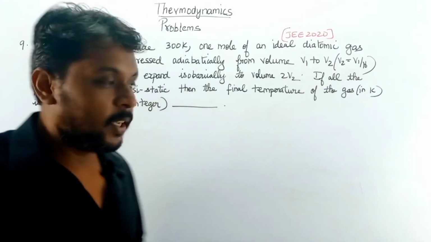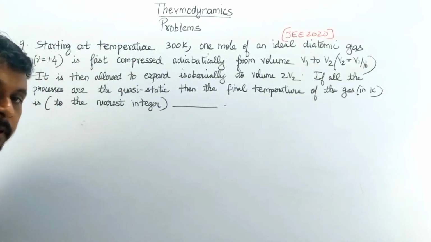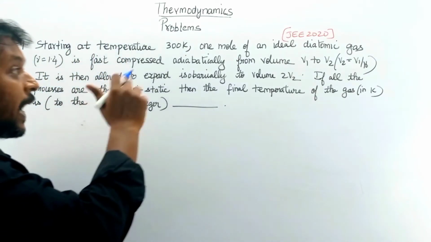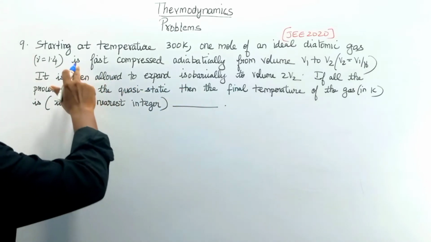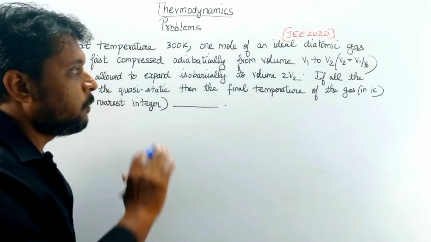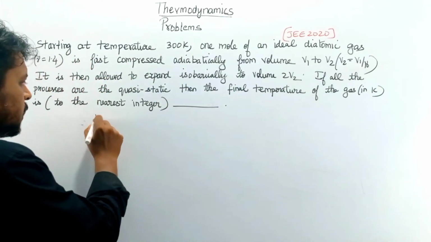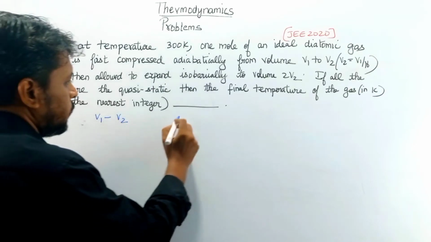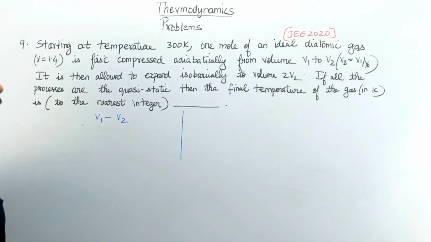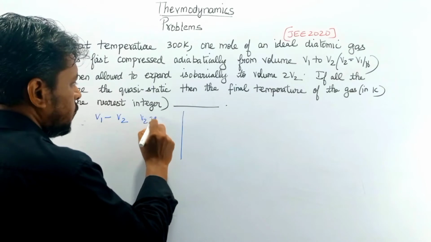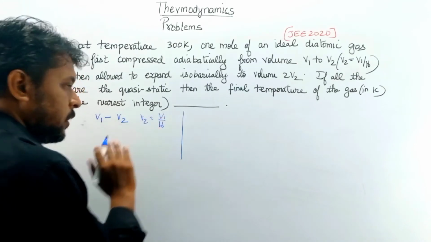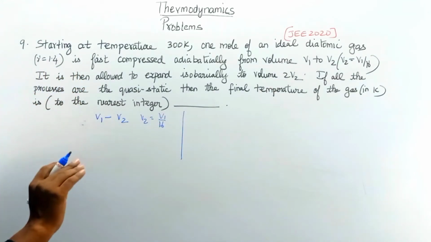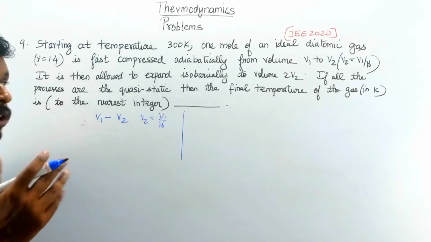Okay, the 9th problem. See, in this problem, they are given starting at temperature 300 Kelvin, 1 mole of an ideal diatomic gas is first compressed adiabatically from volume V1 to V2. So first case, V1 to V2. This is the first case here. Here we see that they are given that V2 is equal to V1 by 16. It is already mentioned. It is then allowed to expand isobarically.